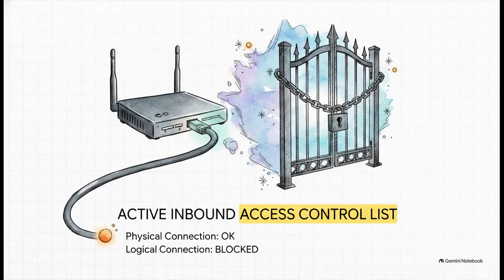On the flip side, what if the physical layer is flawless but users still can't connect? Well, running show IP interface against that port might reveal something hiding in plain sight. An active inbound access control list, maybe one literally named block_all. I mean, that easily explains why your packets are dropping. The door is physically open, but the security guard is turning everyone away.